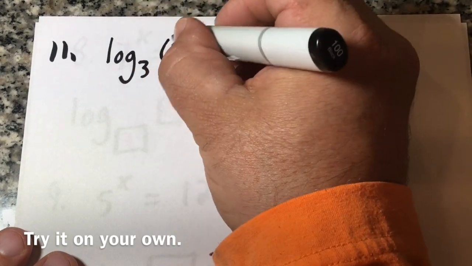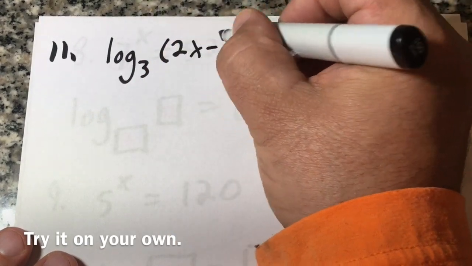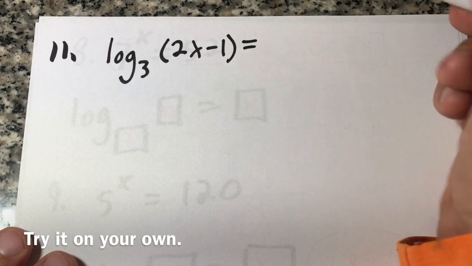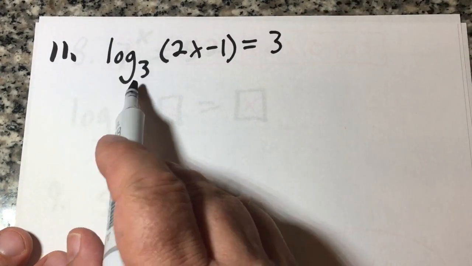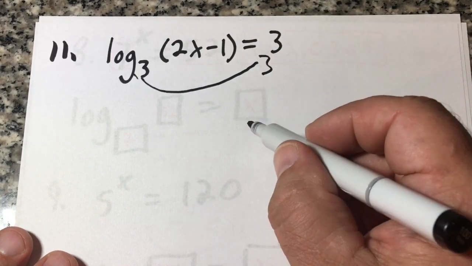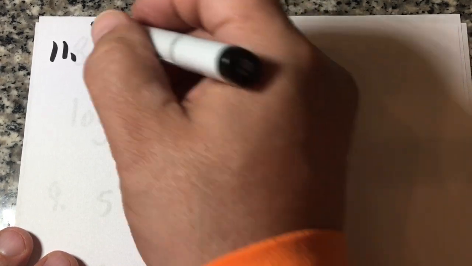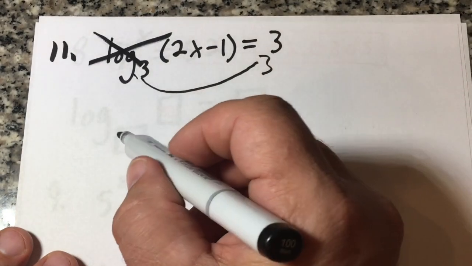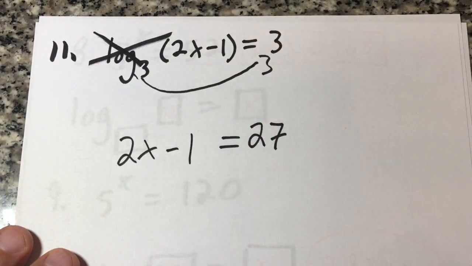Log base 3 of 2x minus 1 equals 3. That log leg is going to kick that 3. That 3 is going to fly over and push up that 3. 3 cubed is 27. The log leg runs away, and that's going to give me 2x minus 1 equals 27.